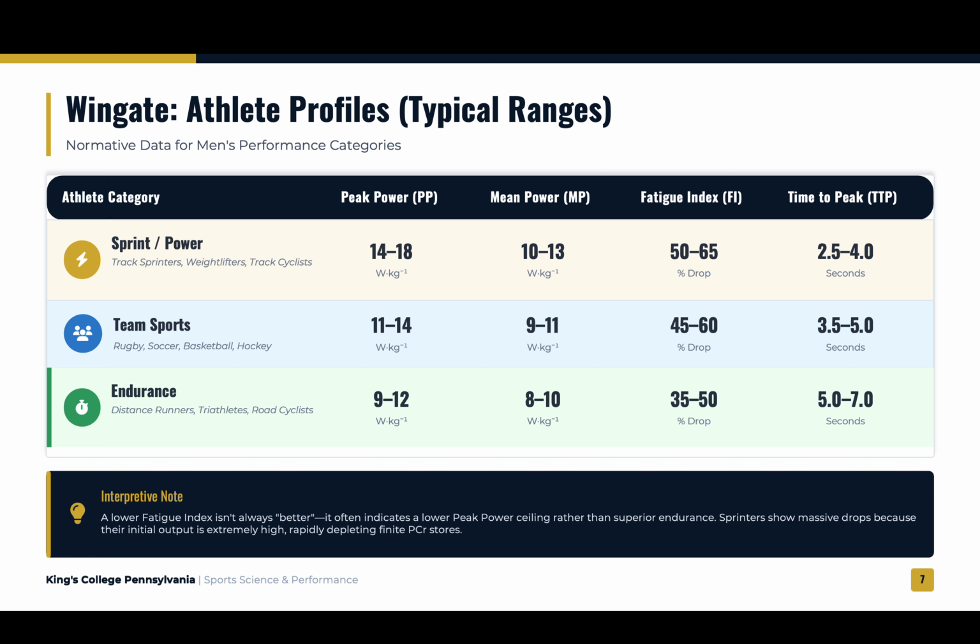One thing that is important to remember is that a lower fatigue index isn't always better. It often indicates a lower peak power ceiling rather than superior endurance. Sprinters show massive drops because their initial output is extremely high, rapidly depleting finite PCr stores. That's why you see a fatigue index on the sprint athlete of 50 to 65% drop, and on the endurance athlete you see a 35 to 50% drop.